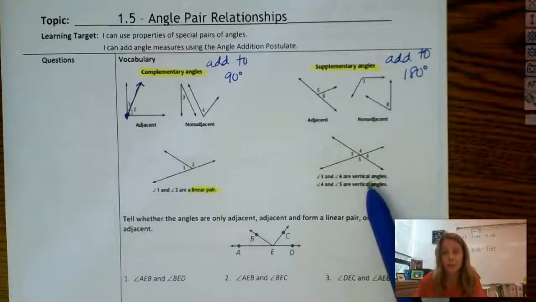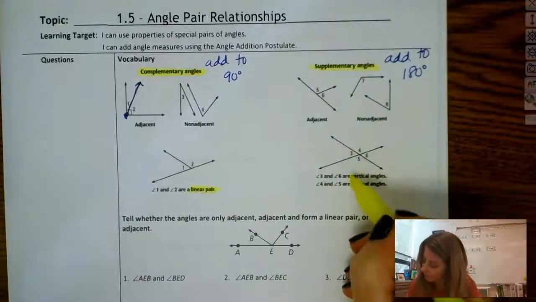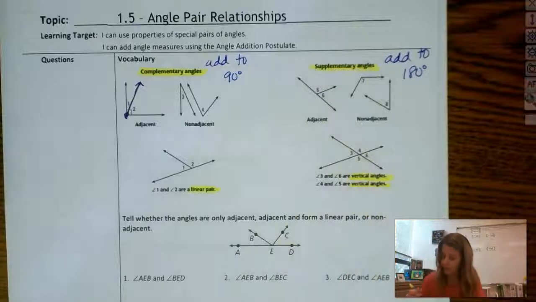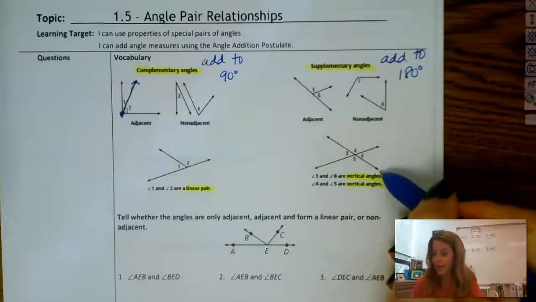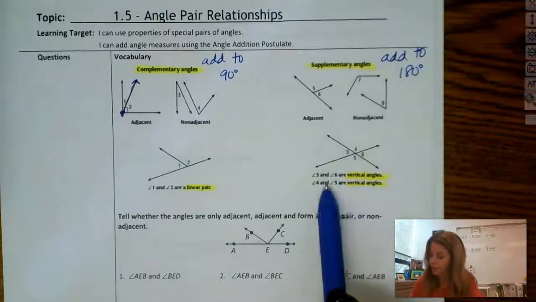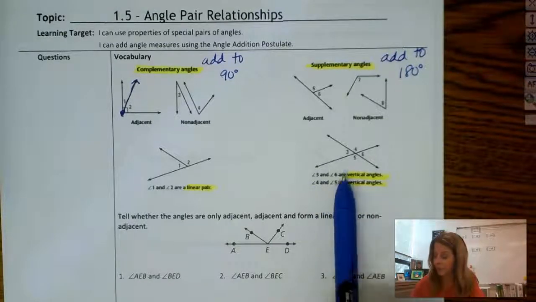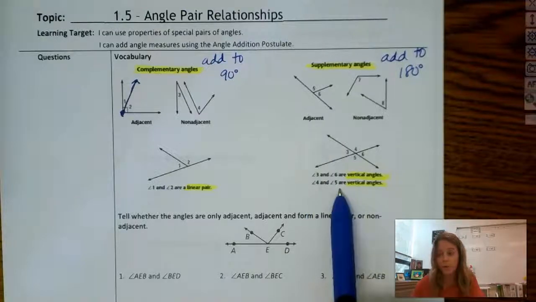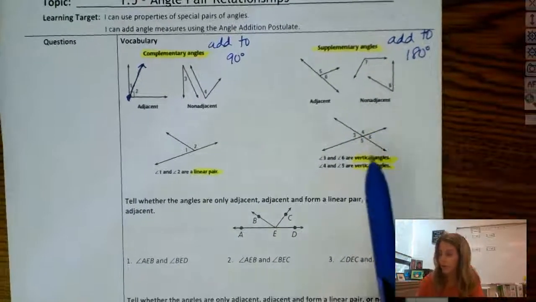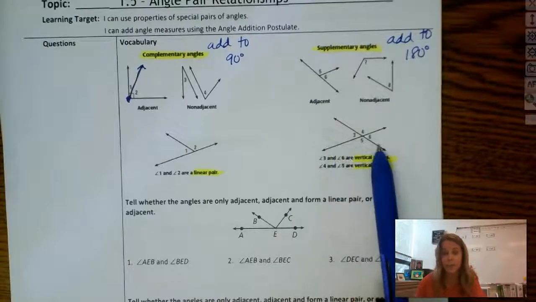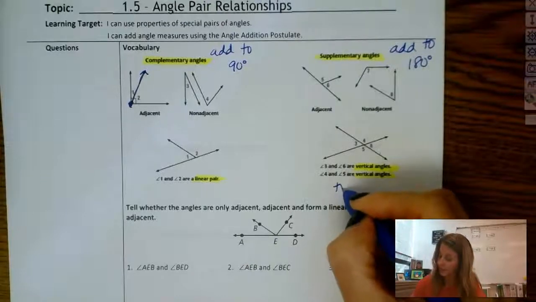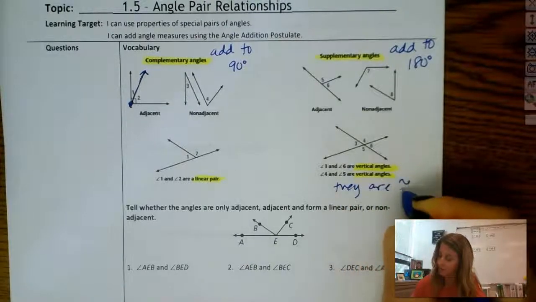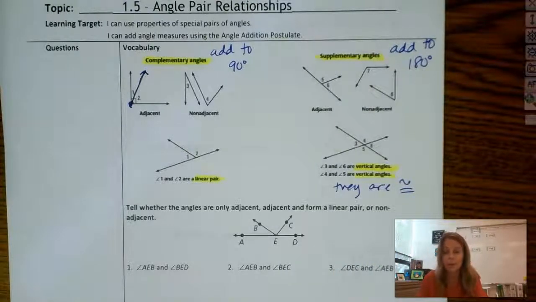Another angle relationship is vertical angles. Vertical angles are angles that are formed by intersecting lines, and they are across from each other. So this first example says that angle 3 and angle 6 are vertical angles. They're across from each other. Angle 4 and angle 5 are vertical. They're across from each other. Another property is they are congruent. They have the same measure. We'll talk more about that later, but I'm going to say they are congruent. And that's actually a theorem that we'll get into. But you can tell by looking at them, they should look like they're the same size.